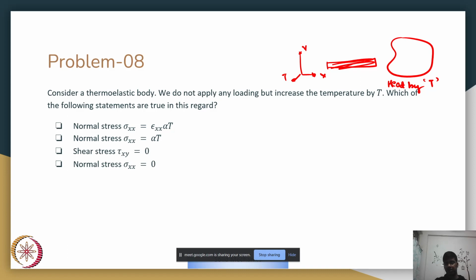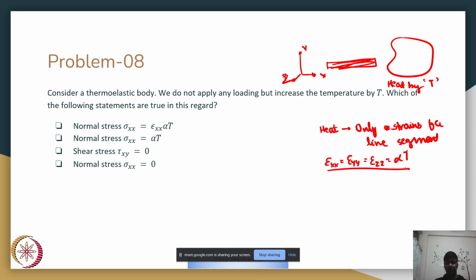So as we discussed in the earlier example, if you heat, it only causes normal strain for line segments. So you would have your epsilon xx, epsilon yy, epsilon zz to be equal to alpha T, right? This is what heating would do.